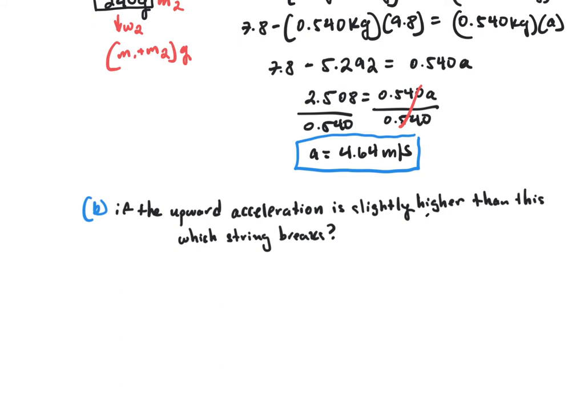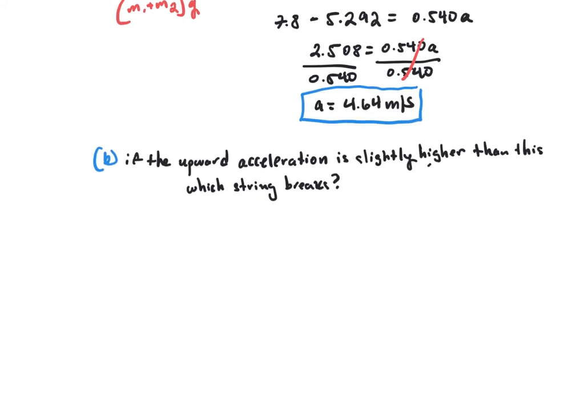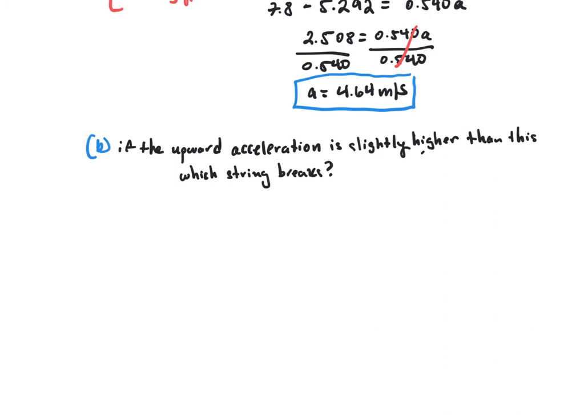So now we're gonna move to part B. Part B says if the upward acceleration is slightly higher than this, which string breaks? So let's just write out our summation of forces on mass 2. It's tension minus mass 2 gravity equals mass 2 acceleration. So we have our 3.6 minus our 240 times 9.8 equals our 240. It's in grams, so we have to convert that again, times acceleration.